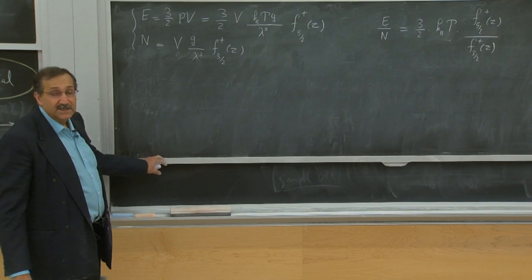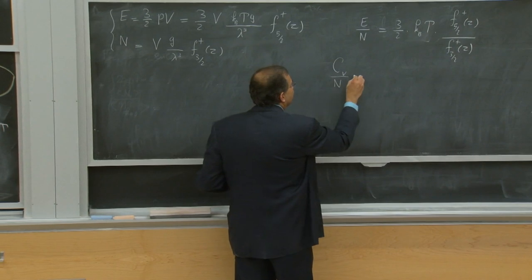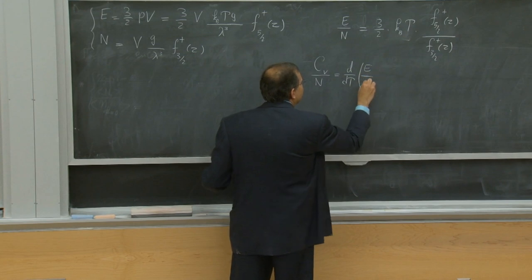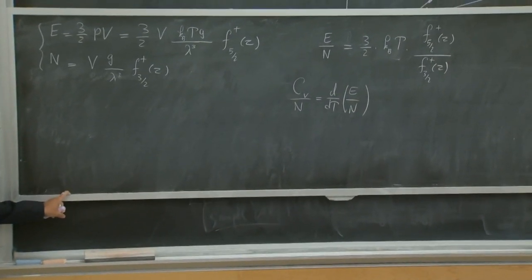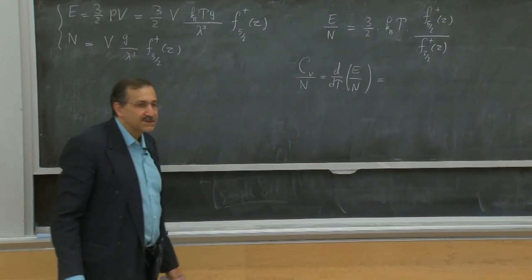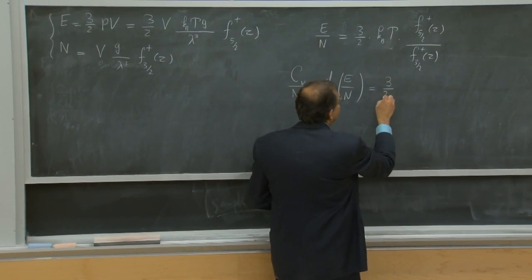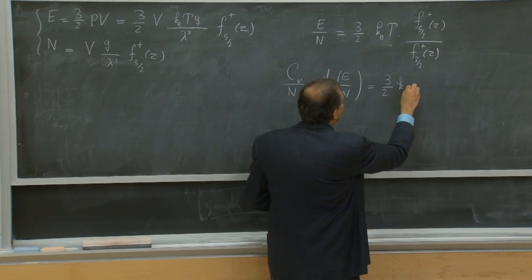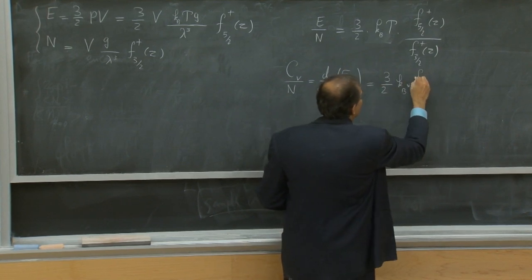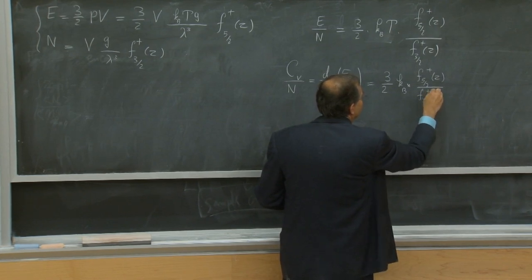Now I want to calculate the heat capacity, let's say per particle, which is d by dT of the energy per particle. Now I have one factor out here, which is easy to evaluate. There's an explicit temperature dependence here, so I will get 3/2 kB, times f 5/2 plus of z divided by f 3/2 plus of z.